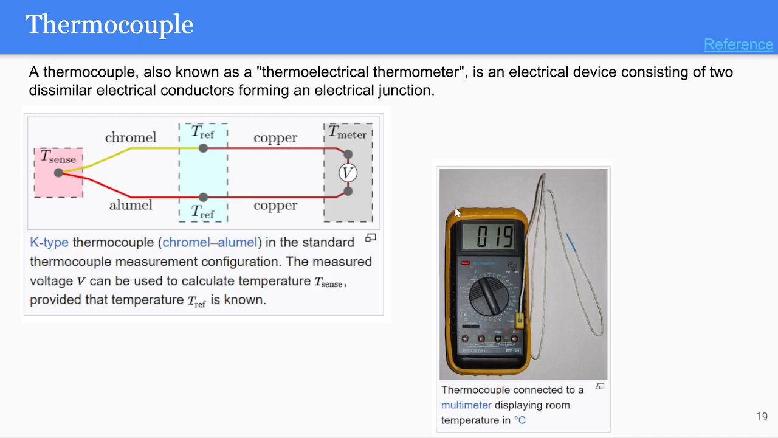So a thermocouple is basically two dissimilar, or two different, electrical conductors forming an electrical junction, and because of that you're able to read voltage variations and accurately measure the temperature at the sensing point. Okay.